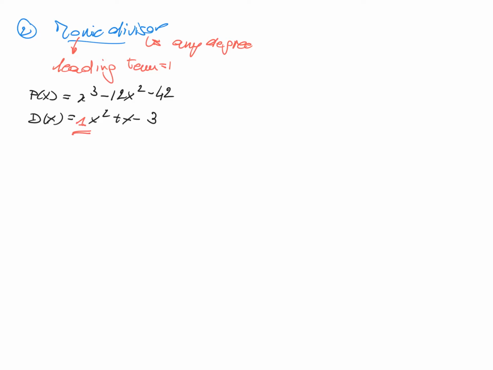And then we apply the same steps. So in the first step we write down the coefficients. So the coefficients of p of x are 1, minus 12, 0 and minus 42. So this remains the same. In the second step we negate d of x, so minus d of x now is minus x squared minus x plus 3. And then in the next step we will add these again to our division. So we write down the coefficients, except for the first one again.